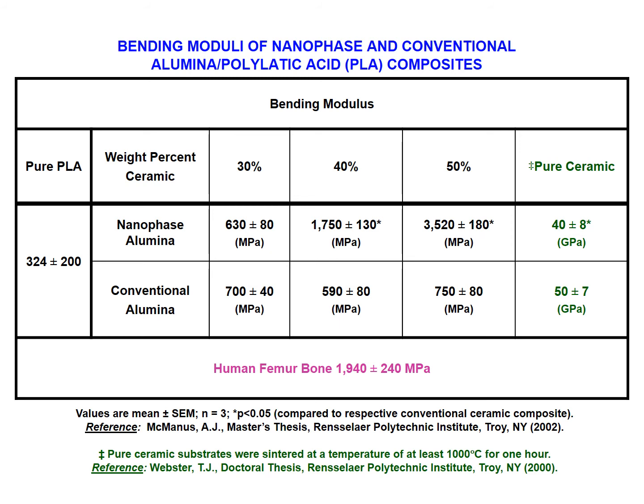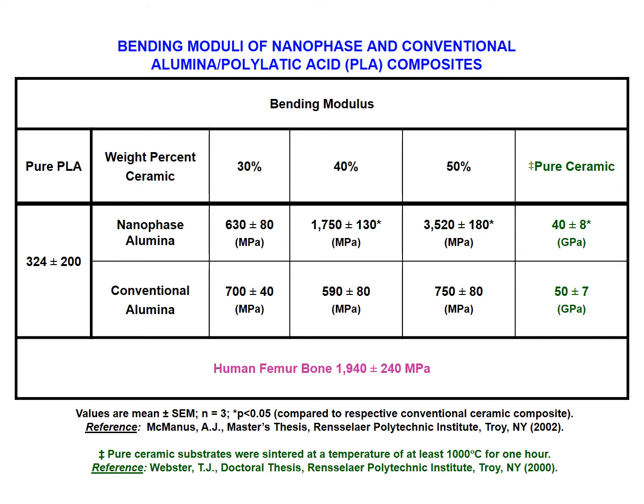Ceramics are known to be very fragile, independent of whether they're nanophase or conventional alumina. In the middle part, you see the results of the bending moduli for the three composites tested, specifically 30%, 40%, 50% by weight ceramic.